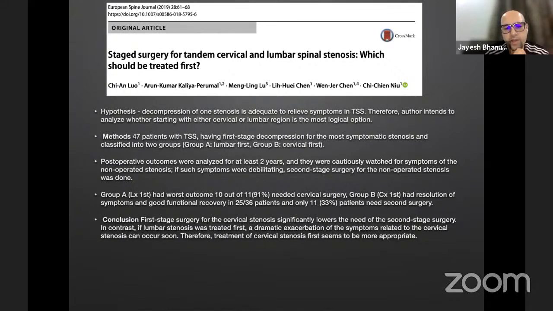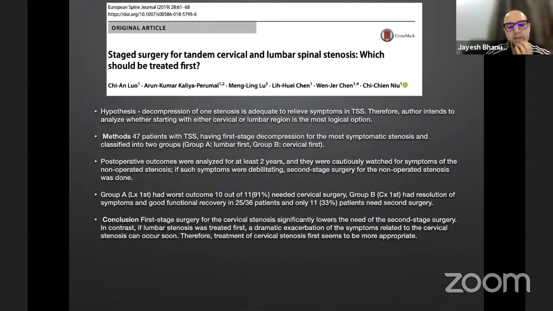were included in this study, and it was divided into two groups. Group A, where lumbar surgery was done first, and Group B, where cervical surgery was done first. Post-op outcomes were analyzed for a minimum of 2 years, and they were watched for deterioration of symptoms of the non-operative stenosis. So if the cervical was done, the patient was followed up with respect to the increase in lumbar symptoms and vice versa. So Group A had the worst outcome.